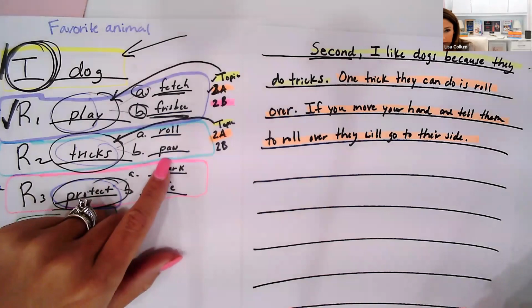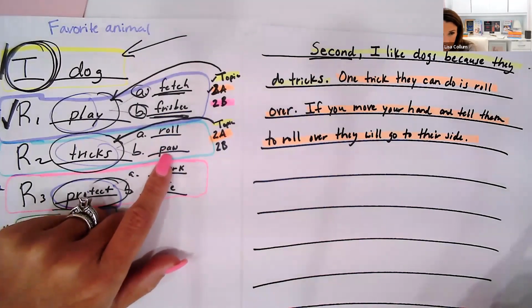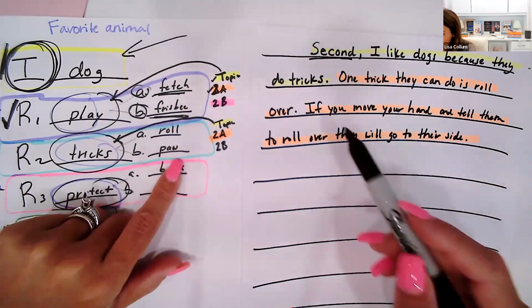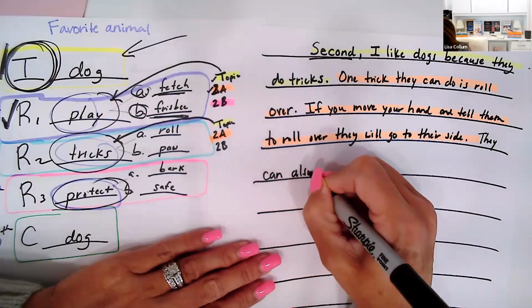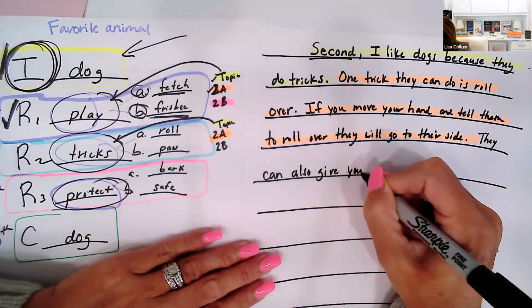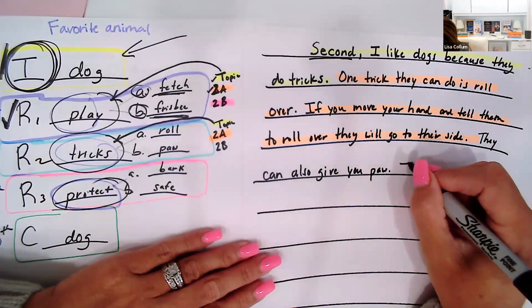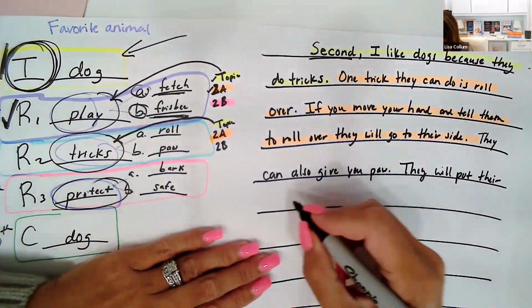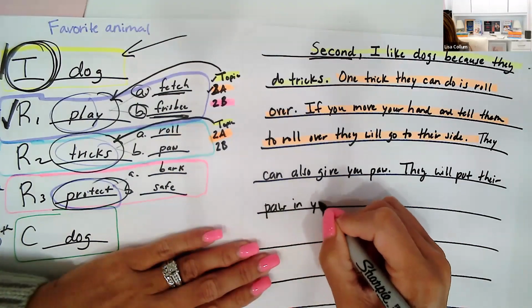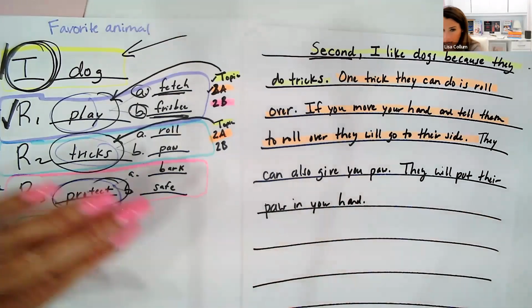My B is that dogs can give you paw. See right here where my finger is? I have to write two sentences about how dogs can give you paw. I'm still in the same paragraph. So I'm going to say, they can also give you paw. They will put their paw in your hand. All right, I wrote two sentences about B.